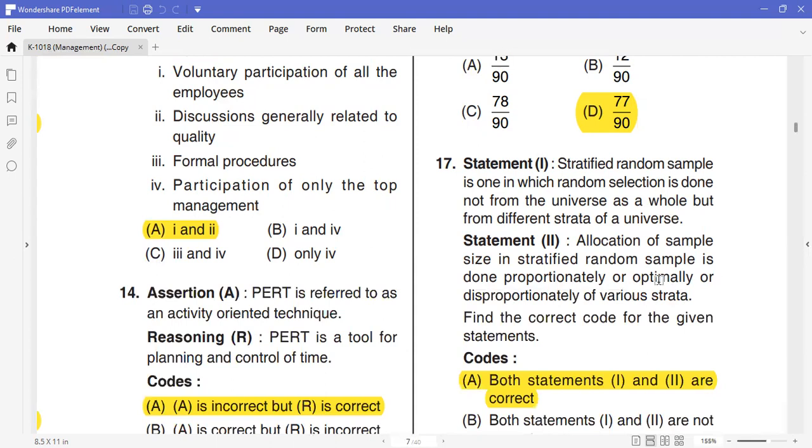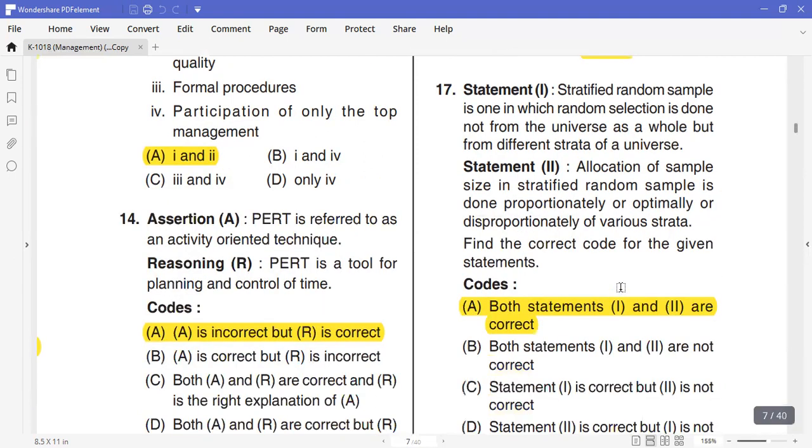Now let us go to the statement related questions. Statement 1: stratified random sample is one in which random selection is done not from the universe as a whole but from different strata of the universe. Statement 2 says the allocation of sample size in a stratified random sample is done proportionately or optimally or disproportionately across various strata. So therefore both statements can be taken as correct. So the correct option for the 17th question is A. Both statement 1 and statement 2 are correct.